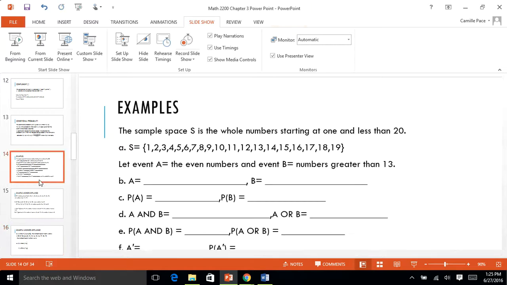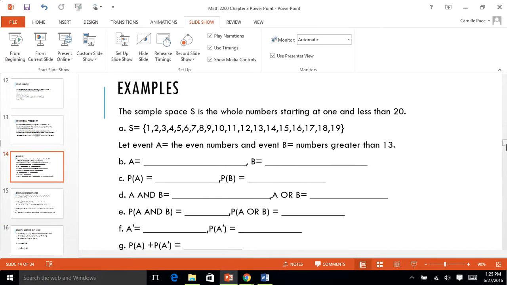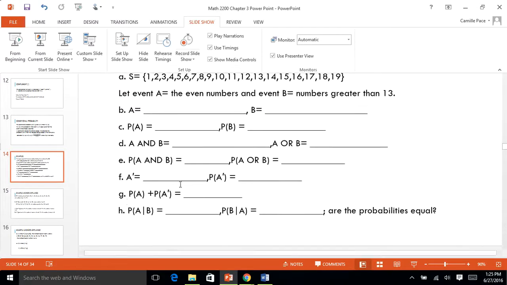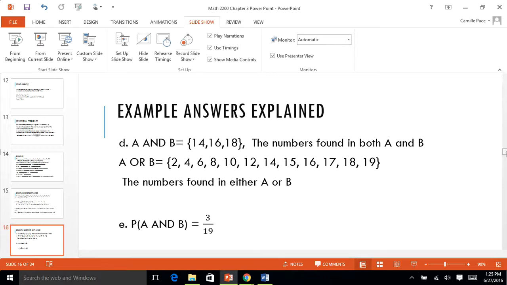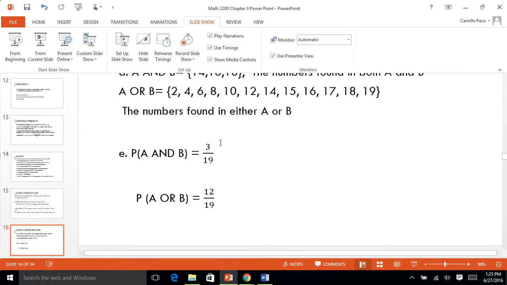All right, the next one wants the probability of A and B and the probability of A or B. Okay, so let's go look at that. If I go up here and look at A and B, I had 3 numbers that were found in both. And then I just put that over 19, which was the total amount. So the probability of A or B, if I count all the numbers up here, and remember, get rid of the duplicates, is going to be 12 over 19.